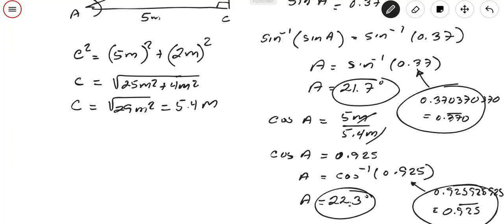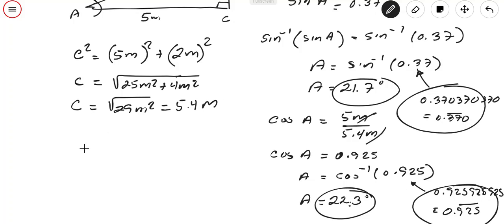I mean, if I use just the quotient and say, for example, A is equal to the cosine inverse of the quotient of 5 divided by 5.4, that would be the same value.